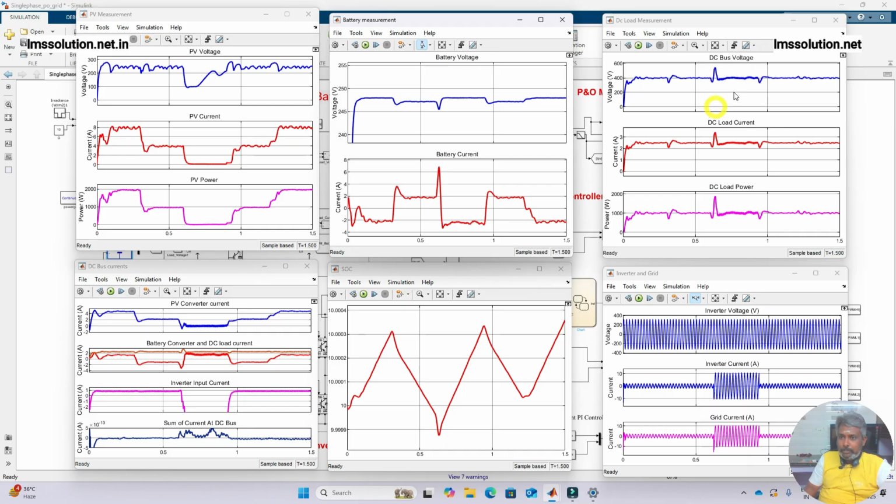This is the variation of the DC bus voltage, load current and DC load power, and this is the sum of currents in the DC bus. Here also the current is almost 10 power minus 12 only, so it's almost 0. Power balance happens in the system. The system is controlled effectively. So this is the working of the model of a grid connected solar PV system with P&O MPPT.